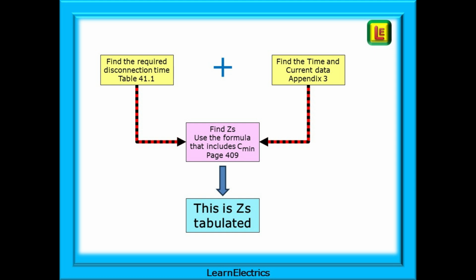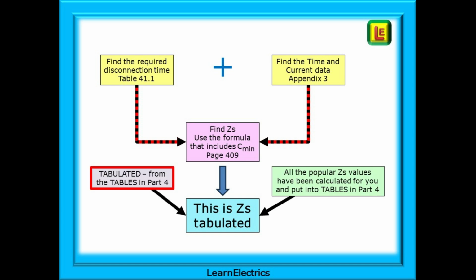Find the required disconnection time in table 41.1. Then, using that disconnection time, look it up in the time and current data chart in Appendix 3. This will tell us the minimum current required to operate the protective device. Now we can put the data that we have into the ZS formula on page 409. This will take into account the 0.95 Cmin factor that makes allowances for supply voltage reductions. The result is a smaller ZS, and we call this ZS tabulated.